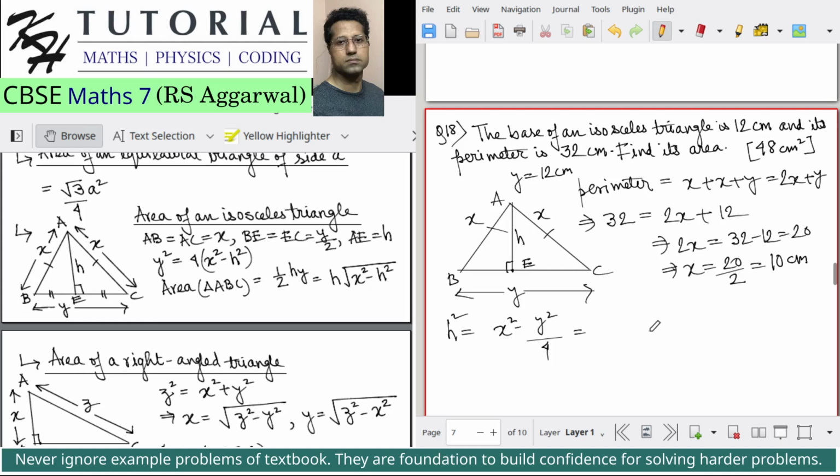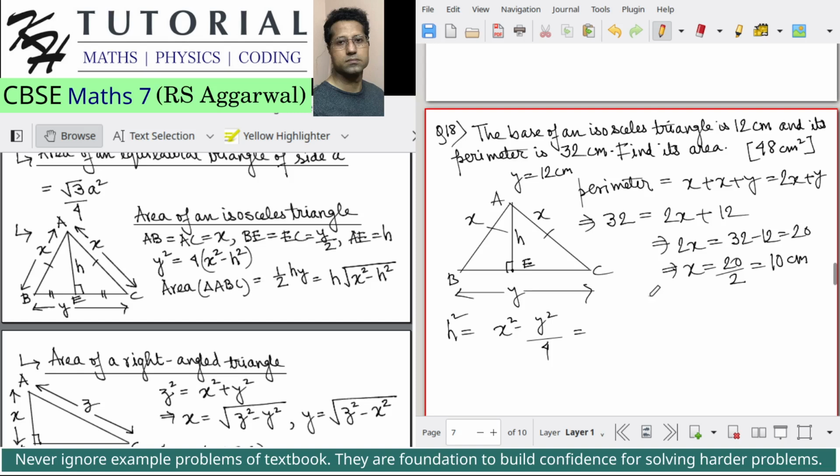Now you might also use Heron's formula. Since we know the lengths of all the sides of the triangle, you can also use Heron's formula to find the area. But I think the method of finding the area using half into base into height will be a better choice. To me this is a better choice.